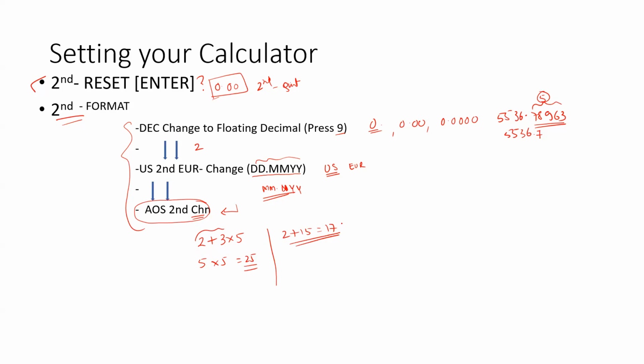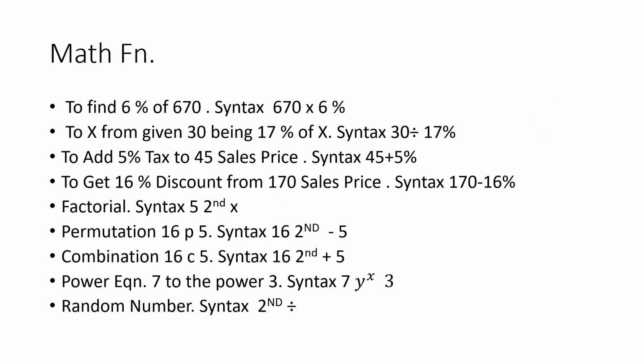So that's the beauty of the chain function. The chain function makes you do calculation without using parentheses or without making any hierarchy to your calculation. All right, with this now, let's see some math functions that we have to understand. These are certain syntax that I want you to understand. For example, I want to find out the 6% of 670. How do I do it?